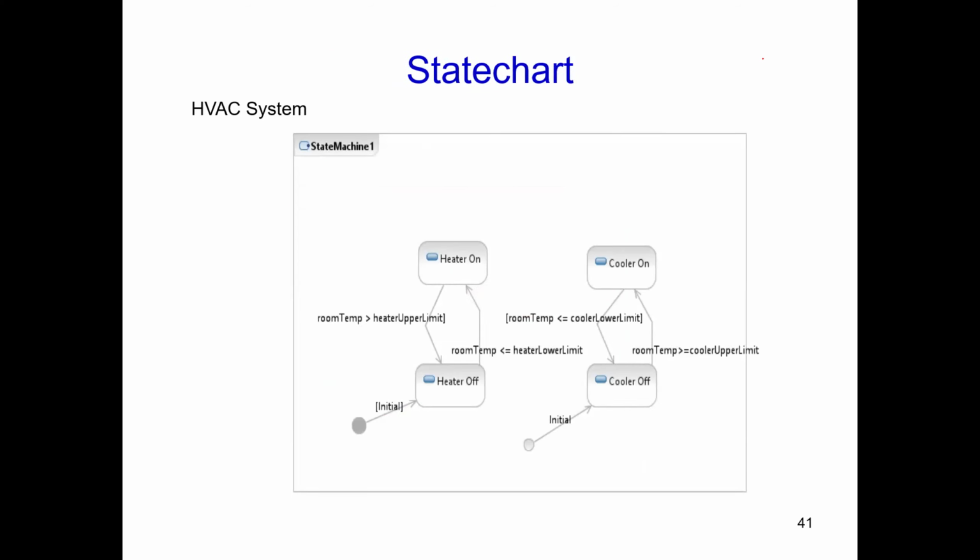State chart for the heater in the HVAC system. In this case, you see the conditions. You go from cooler off to cooler on. If the temperature is above the cooler upper limit, you go to cooler on. If the temperature is less than the limit, you go to cooler off. Same thing for the heater.